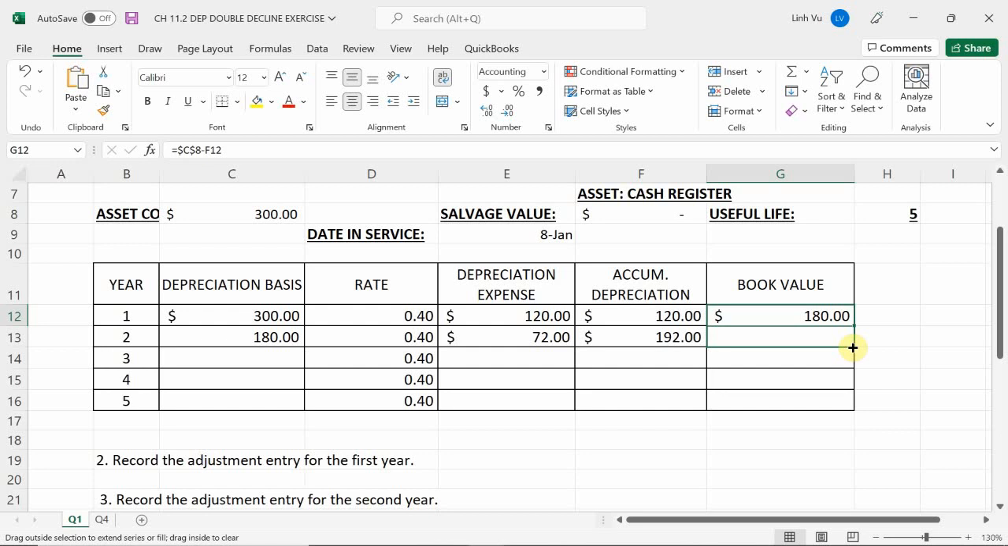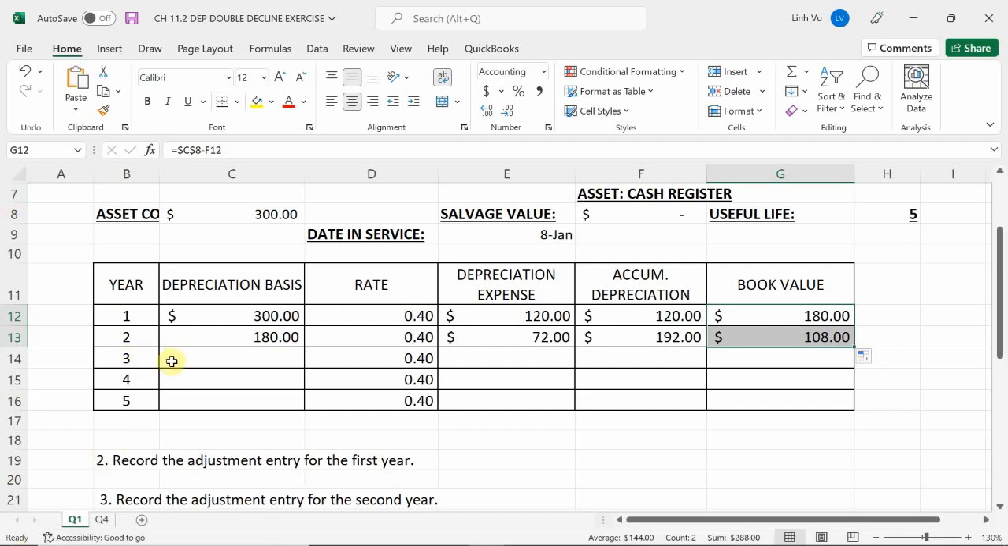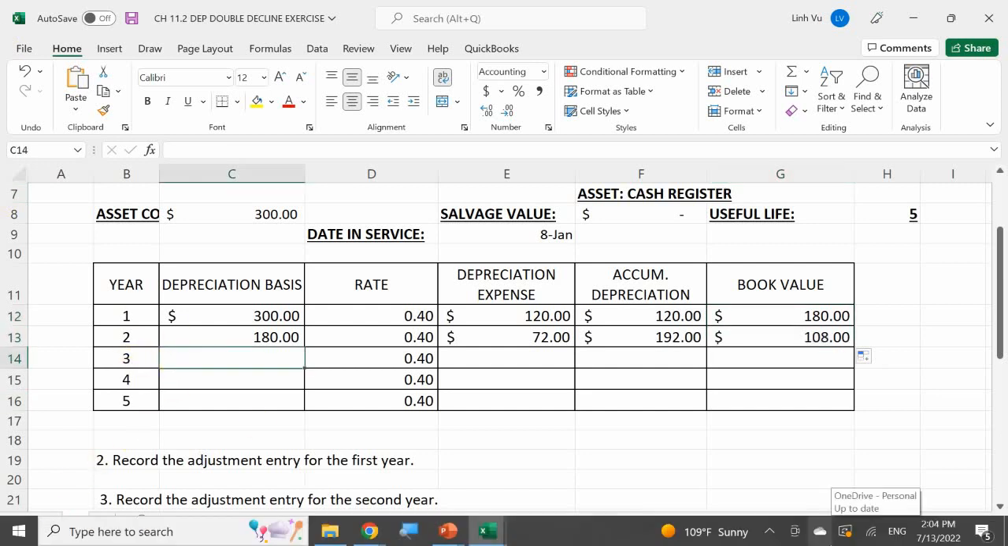Let's see. It's 300 minus the 192. 108. Good. 300 minus 192 will give you 108. Right? So let's continue on. What about year 3?